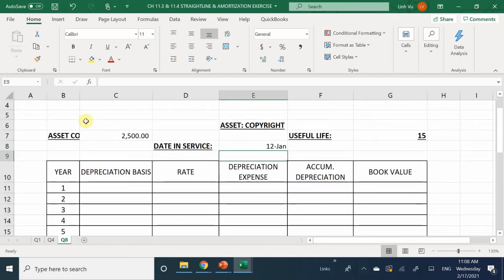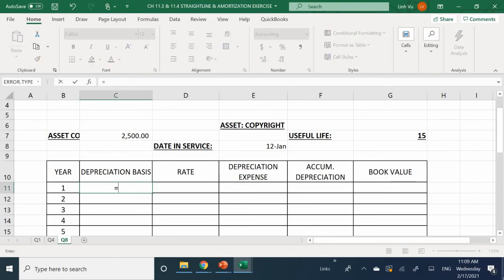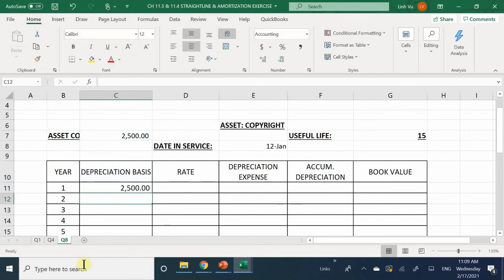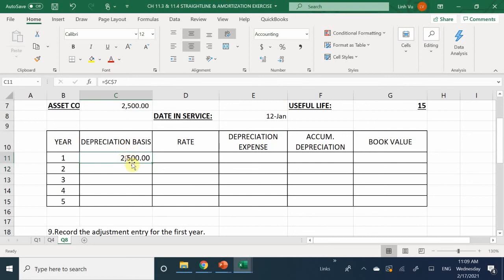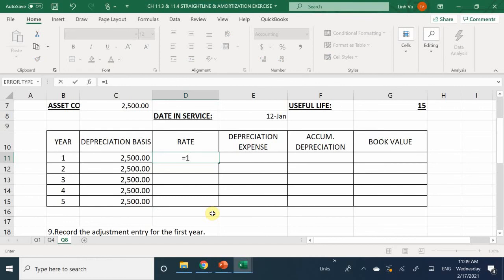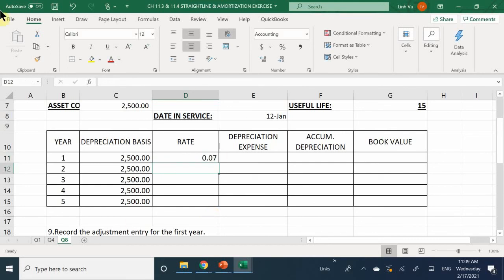So here the concept is the same as straight line. What is going to be my depreciation basis? Yep, it's just going to be your asset cost. And because we can assume this, it's going to be the same every year. So in this case, I only want 5 years. What's my rate going to be? It's going to be 1 divided by, in this case, what's my useful life? 15. All right, so it should be 0.0666666, all that, right? And of course, it's also going to be the same every year.